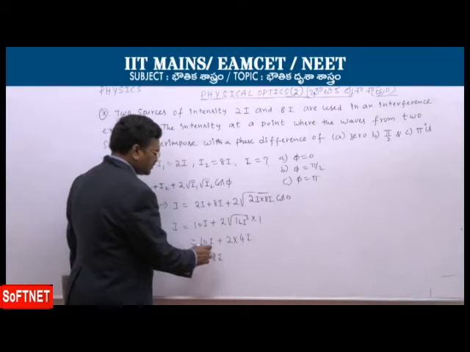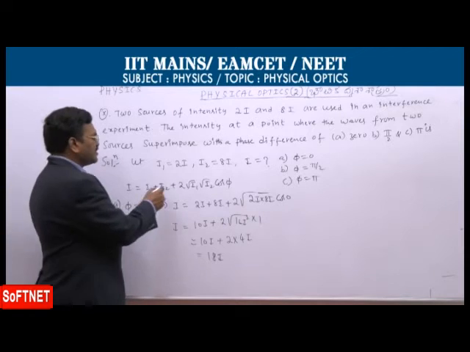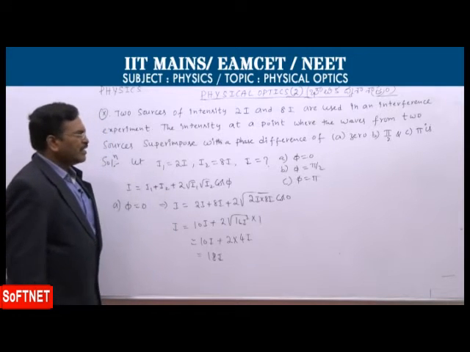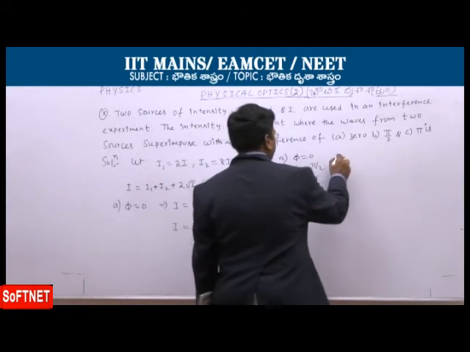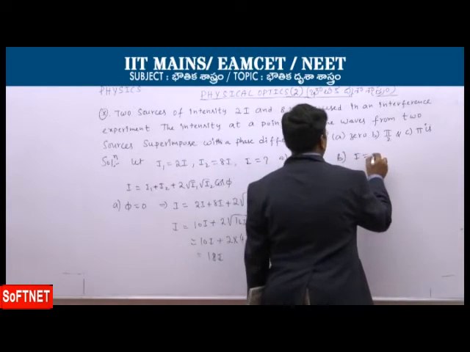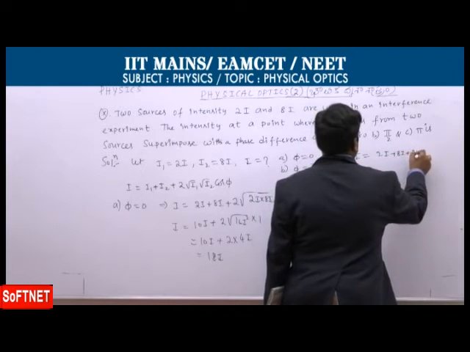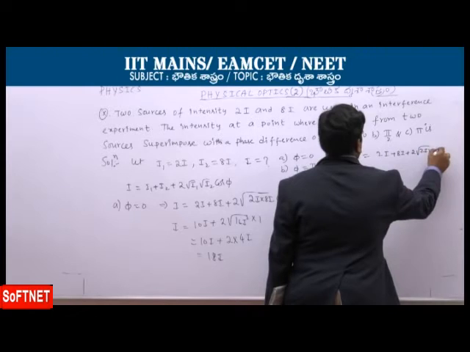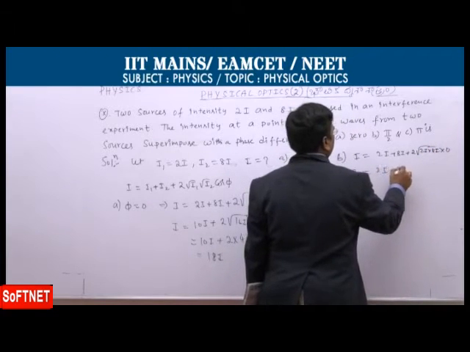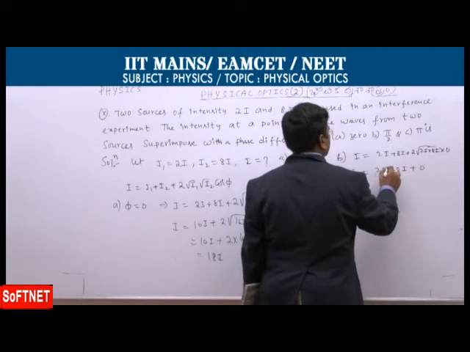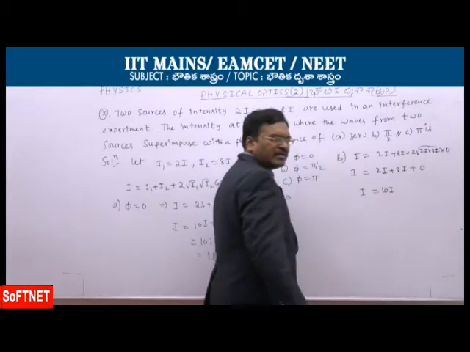Is it clear now? The formula for resultant intensity is I1 plus I2 plus 2 root I1 I2 cos phi. For the second one, phase difference is pi by 2. Cos pi by 2 is 0. So I is equal to 2i plus 8i plus 2 root of 2i into 8i into 0. 0 into something is 0. So I is equal to 10i.